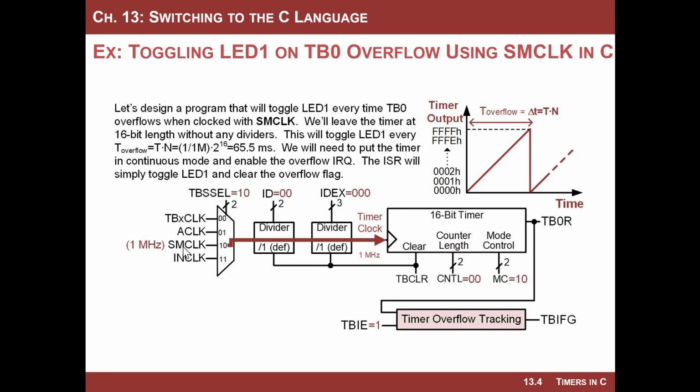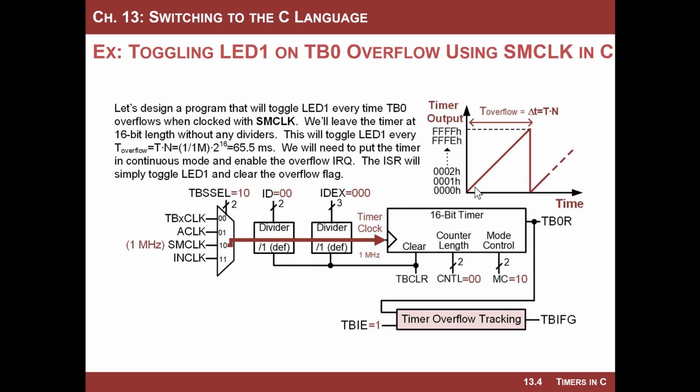Now, SMCLK is, again, an internally generated clock, so you get this for free on the MSP430. It's built into it. Our MSP430 is the FR2355, and its SMCLK is 1 megahertz. Other variations of the MSP430 might have a different frequency here, but the one on our LaunchPad board is 1 megahertz.